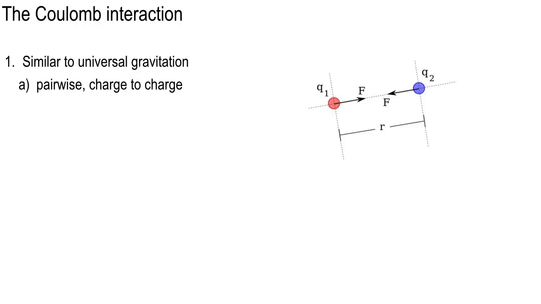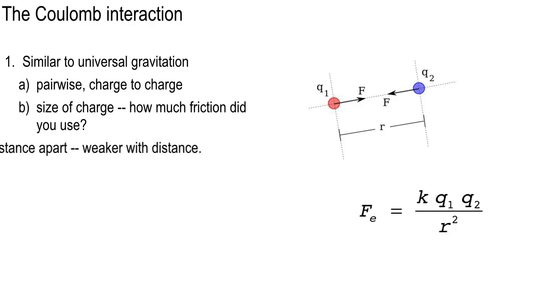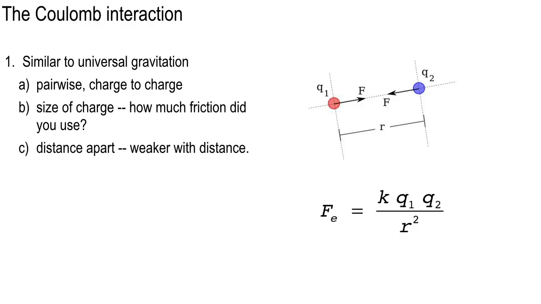First of all, it's pairwise, charge to charge. Here's a positive and a negative. They're attracted. It depends on how much charge you have, in other words, how much friction you apply charging up your balloon, or however you're charging it up. It also depends on the distance, and it gets weaker with distance. Here's the formula.